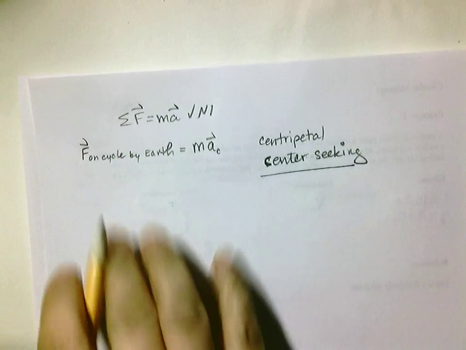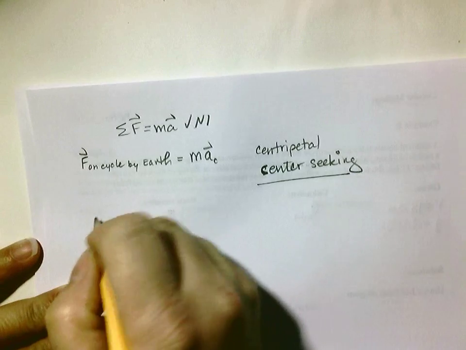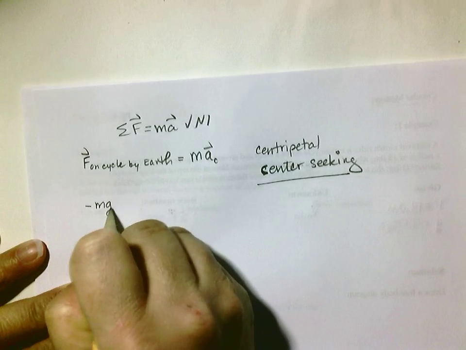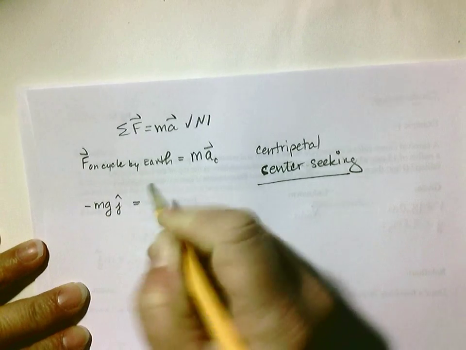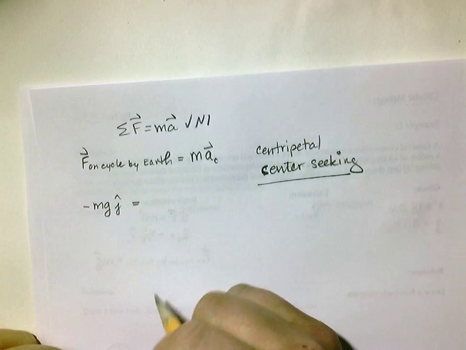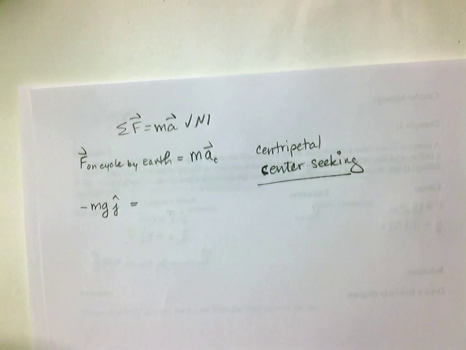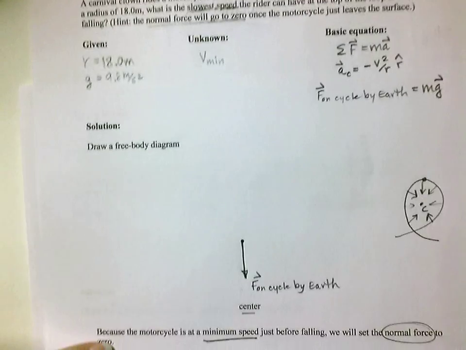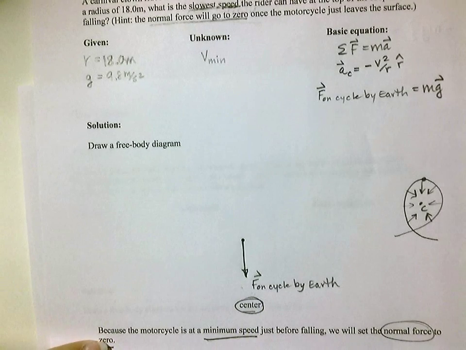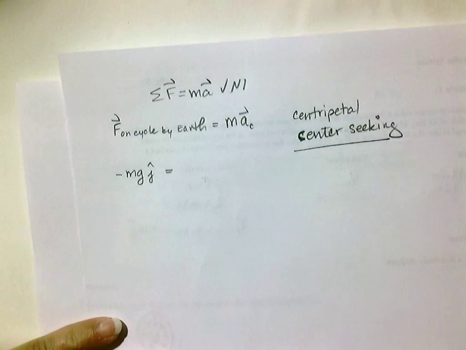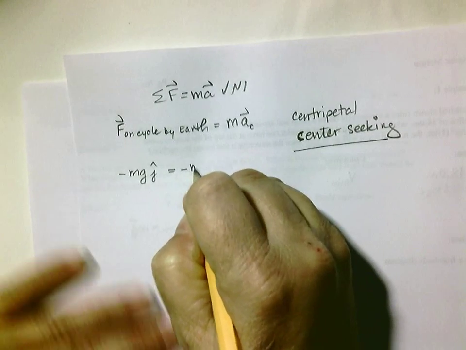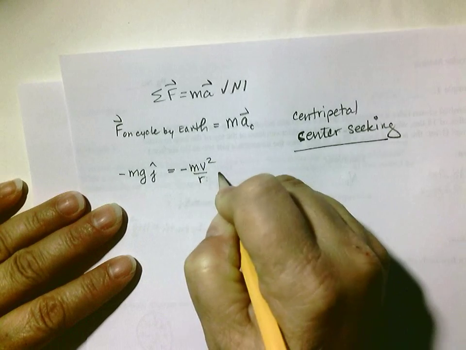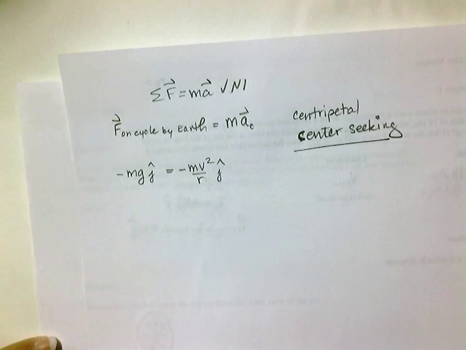So what I'm going to do now is substitute in magnitude and direction. I end up with negative mg j hat is equal to, now what is the direction of our center seeking force? It's to the center. Where's our center? In the negative j hat direction from the point of where the cycle is. So now I'm going to substitute in negative mv squared over r j hat.